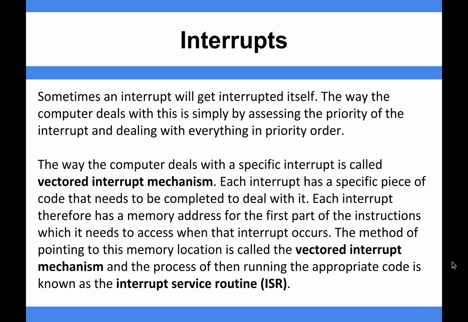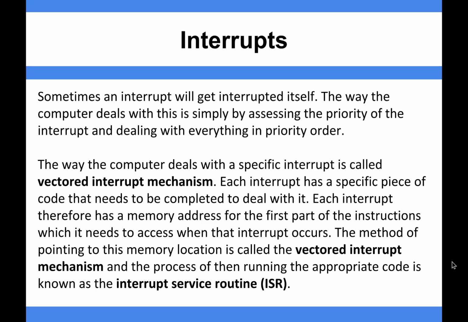The way the computer deals with them, and it's worth noting these words in bold because they're hard words, but they could be the separation between the top grades at A level. The way the computer deals with a specific interrupt is called vectored interrupt mechanism. Each interrupt has a specific piece of code that needs to be completed to deal with it. Depending on what the interrupt is, depends on what piece of code is going to be run, a little bit like event-driven programming. Each interrupt, therefore, has a memory address for the first part of the instructions that it's going to have to access when the interrupt occurs. Basically, when the interrupt happens, it needs to know where to go to memory to get the relevant instructions. The method of pointing to this memory location is your vectored interrupt mechanism.